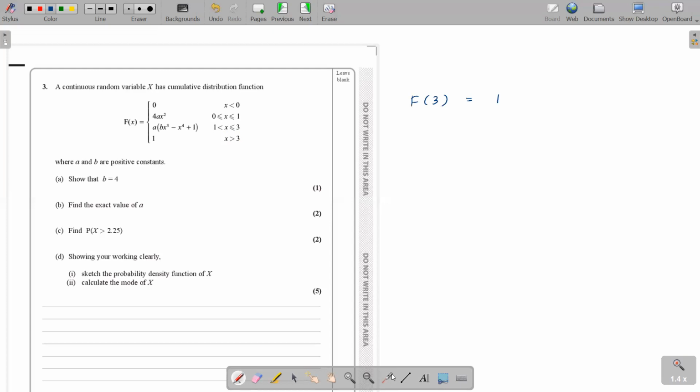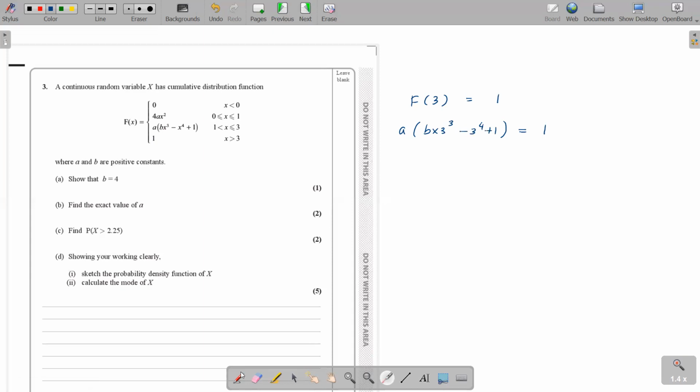So when I go in that path, am I going to get b equals 4? Look at that: a times (b times 3³ - 3⁴ + 1). I think you can see here we run into a problem. Why? There are two unknowns. We don't know a, we don't know b. So this is the obvious thing we feel, but that doesn't work, because A and B are both unknown. We can't find b when we don't know a.